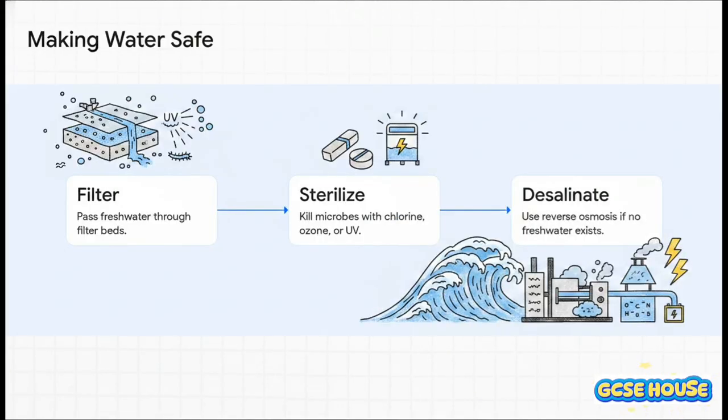Now onto our water supply. Remember, potable just means safe to drink. It doesn't mean it's chemically pure. To make fresh water potable, you pass it through filter beds to strip out the insolubles. Then you sterilize it using chlorine, ozone, or UV light to kill off any nasty microbes.